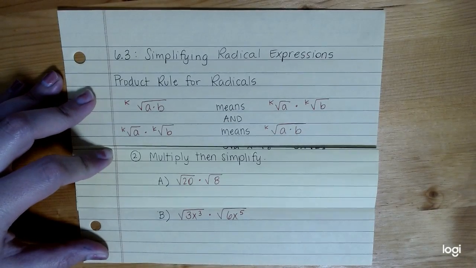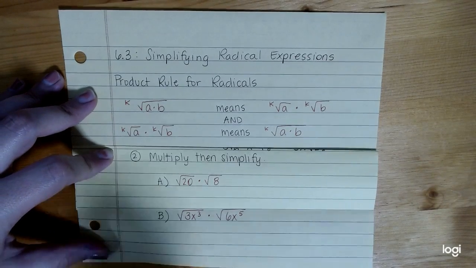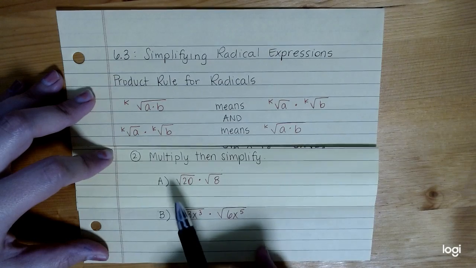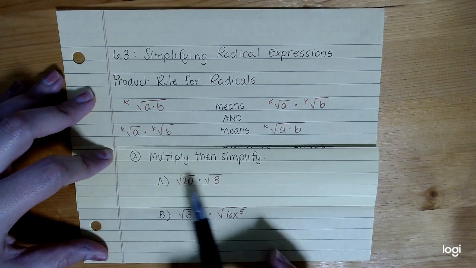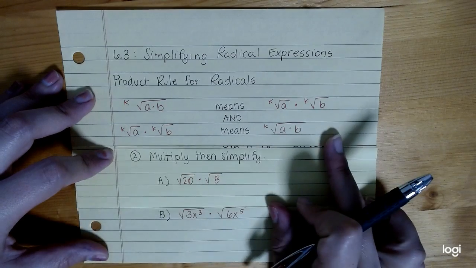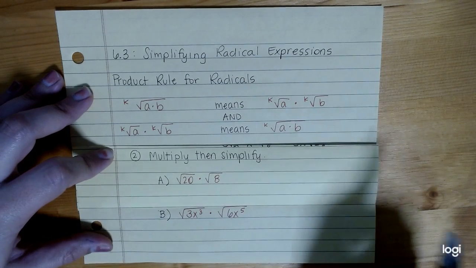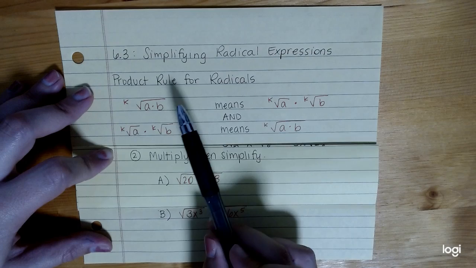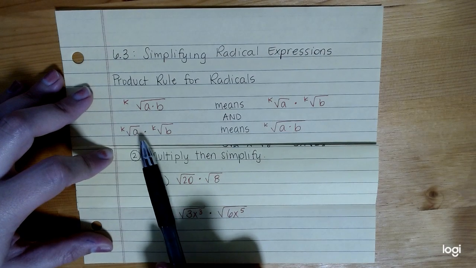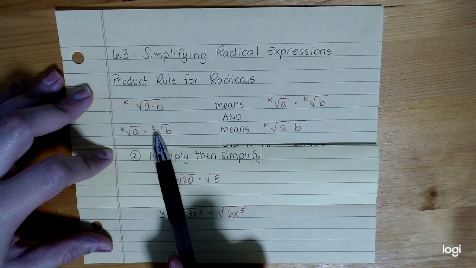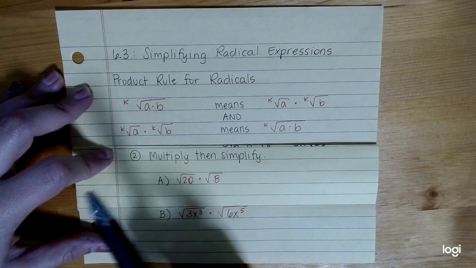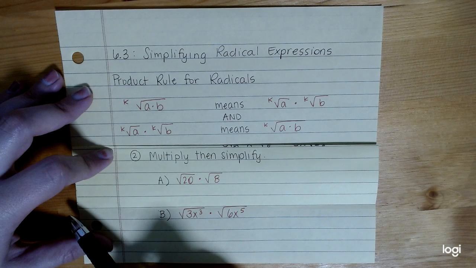Okay, so in this installment of 6-3 Simplifying Radical Expressions, we are going to be using that product rule for radicals to actually multiply radicals here. Now, it is very important to note that this product rule for radicals, when seen as a rule to multiply radicals, requires that the index of those radicals must be the same.